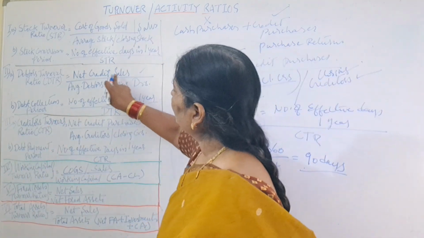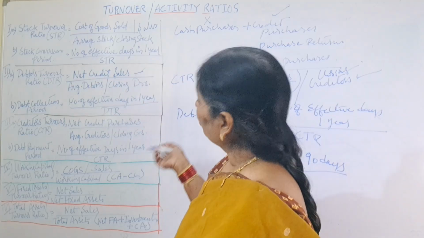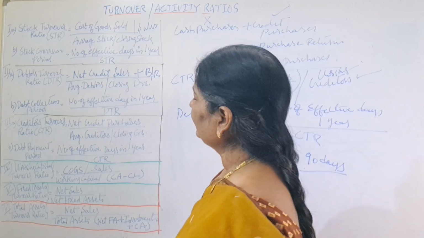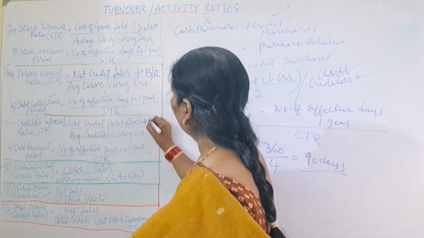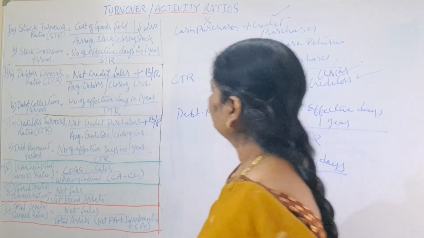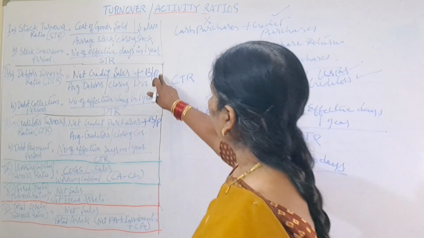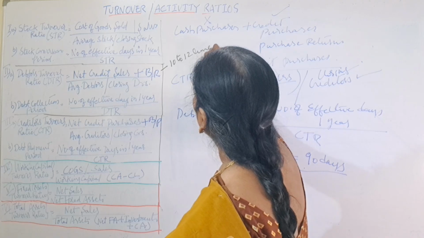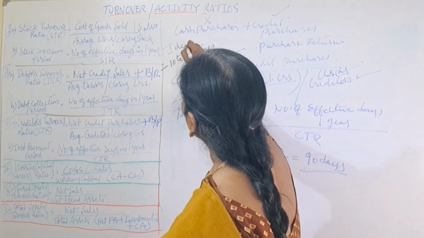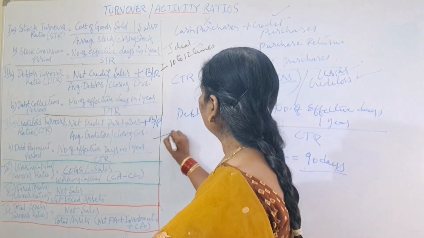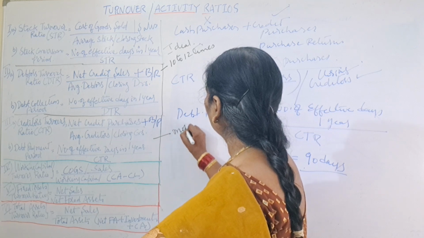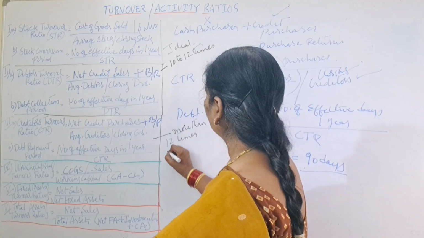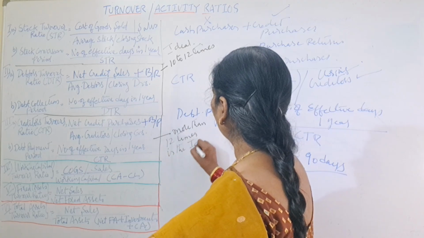So remember, in debtors turnover ratio, we should also include bills receivable. In the same way, in creditors turnover ratio, we should include bills payable amount also. What is the ideal ratio for DTR? It is 10 to 12 times is the ideal ratio. For CTR, it is more than 12 times is the ideal ratio for CTR.